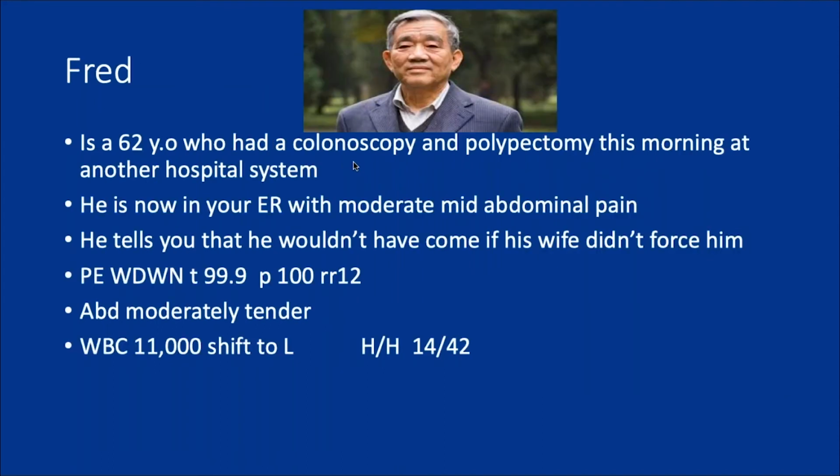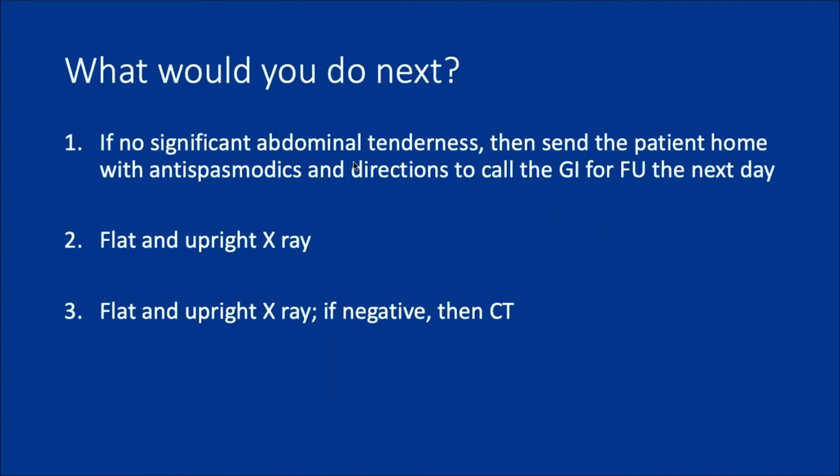Fred is a 62-year-old patient who had a colonoscopy and polypectomy this morning at another hospital system. He is now in the emergency room with moderate mid-abdominal pain. He tells you that he wouldn't have come in if his wife didn't force him. Doesn't this sound familiar? Physical examination: temperature 99.9, abdomen moderately tender, white count 11,000 with a shift to the left. What would you do next?